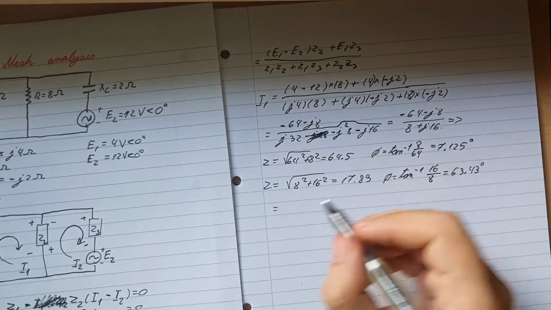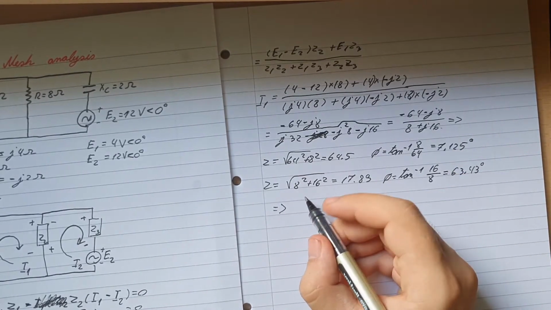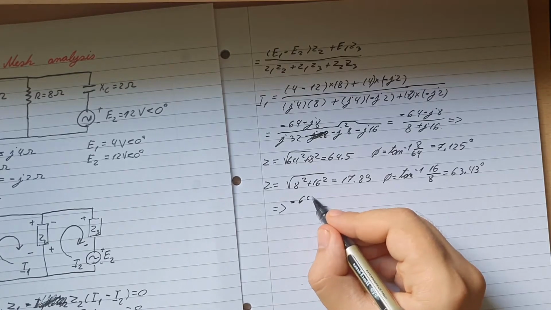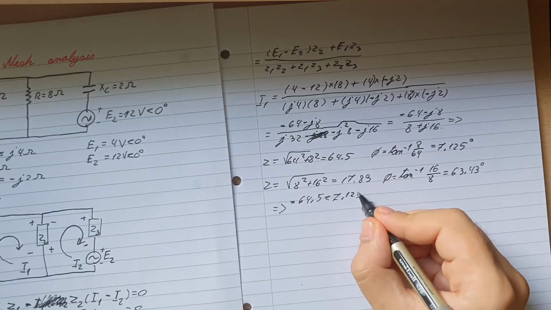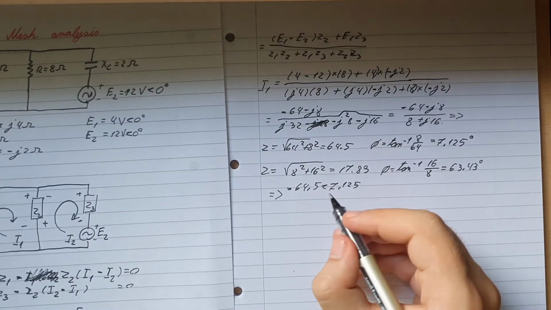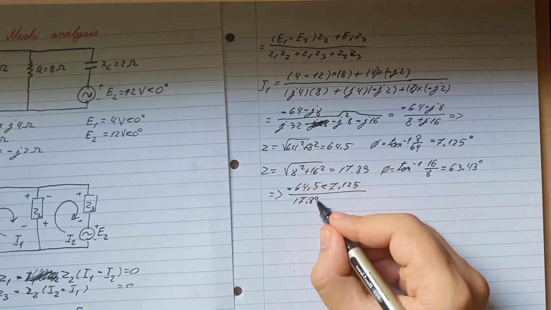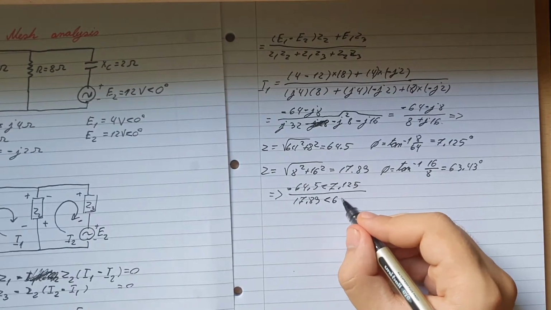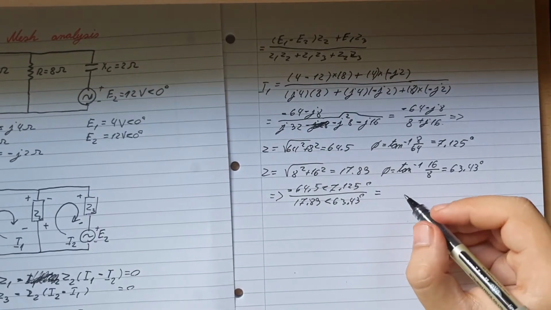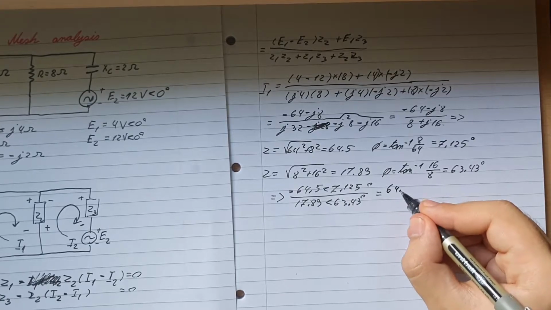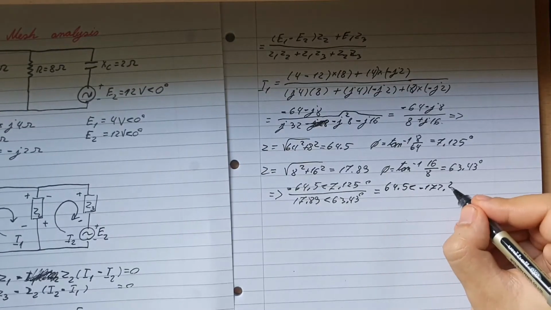Alright, and then we can rewrite this one. Therefore, this one will be minus 64.5 at an angle of 7.125, and then we divide it by 17.89 at an angle of 63.43 degrees. Then that one will be equal to 64.5 at an angle of minus 172.875.